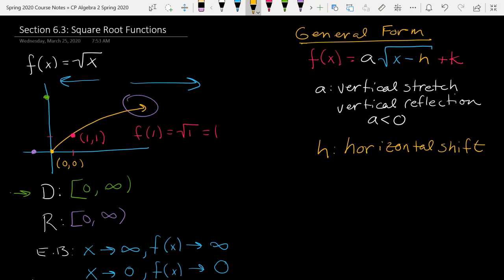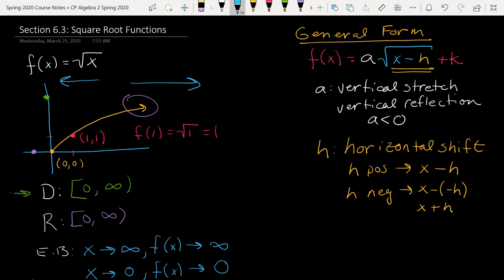The h value is our horizontal shift, or horizontal translation. As we've discussed several times, in this function we always see x minus h. So when h is positive, we will always see x minus h. But when h is negative, we will see x minus some negative number h, which will appear as x plus a number under the radical sign. What does this have to do with transformations? Well, in this case, we have a transformation to the right. In this case, we have a transformation to the left.